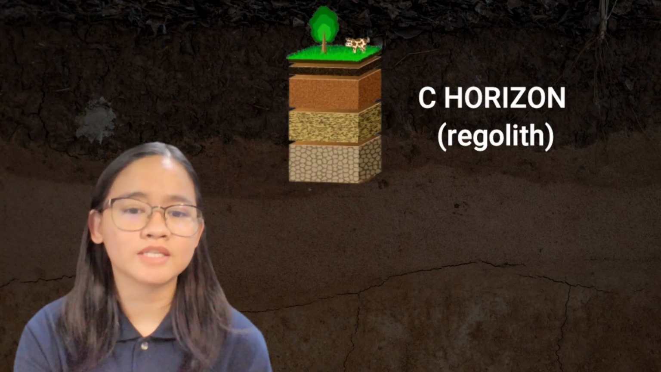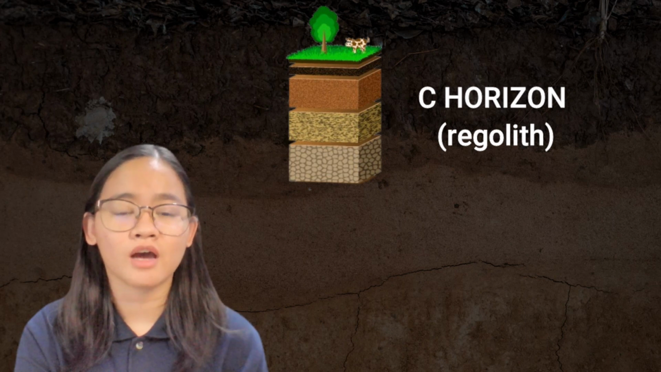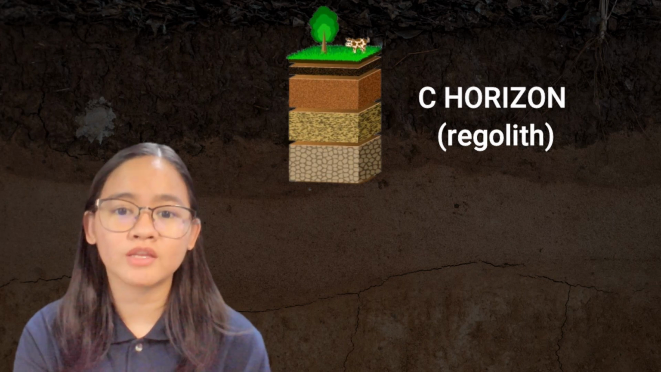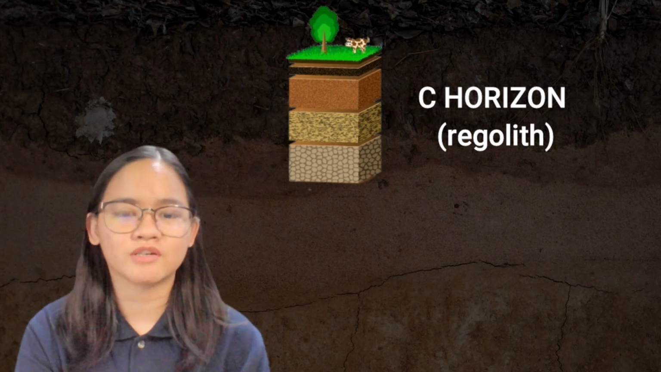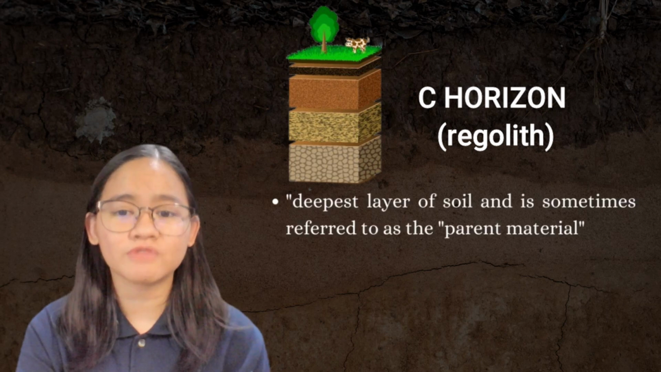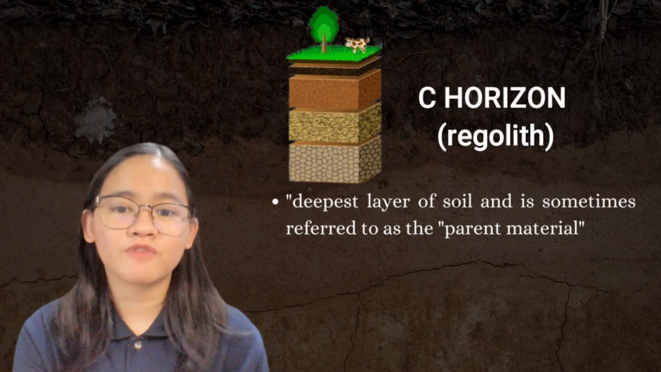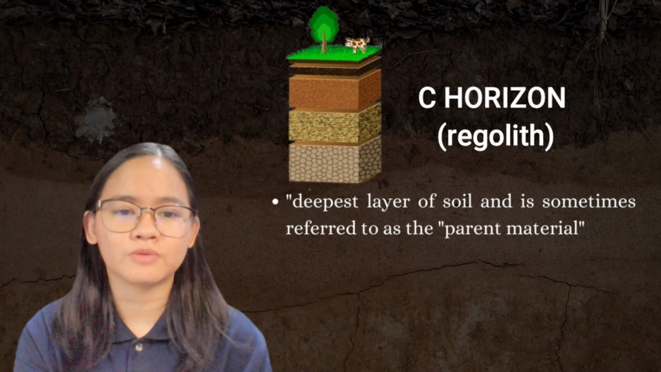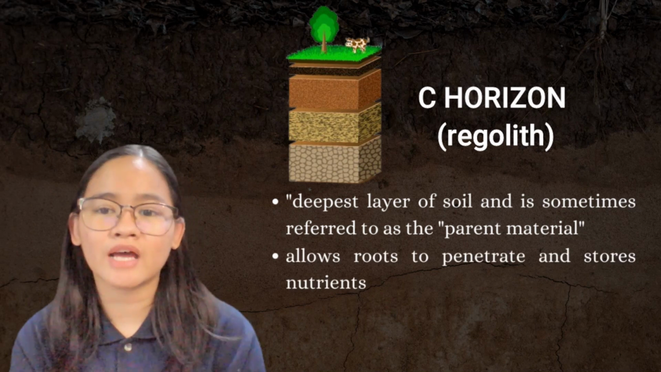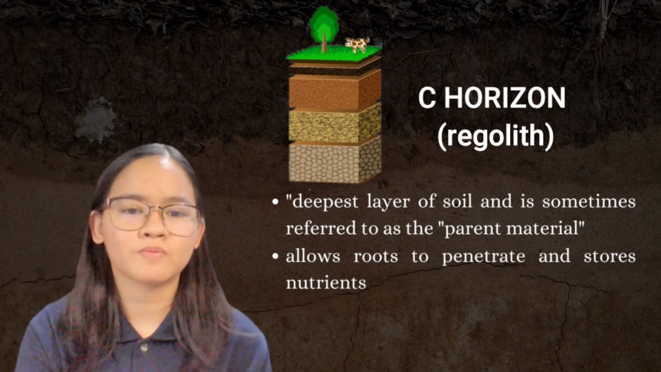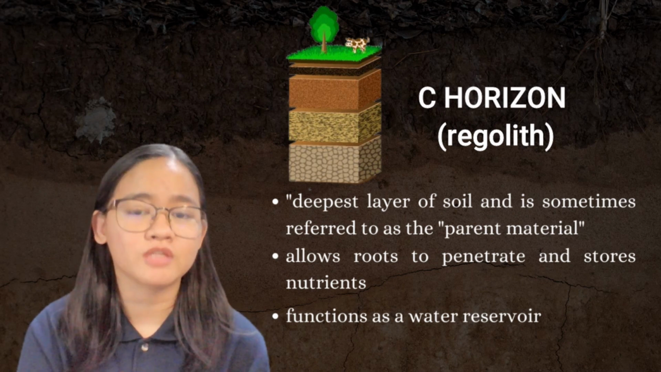The fifth horizon is the C horizon or the regolith. The C horizon is the layer of soil closest to the bedrock underneath. It is composed of weathered rock pieces and other mineral deposits and often contains the least biological content. It is the deepest layer of soil and is sometimes referred to as the parent material since it is the layer from which the other soil layers have grown through time. This horizon is an important layer in soil development because it allows roots to penetrate and store nutrients. It also functions as a water reservoir, which is necessary for plant development and survival.